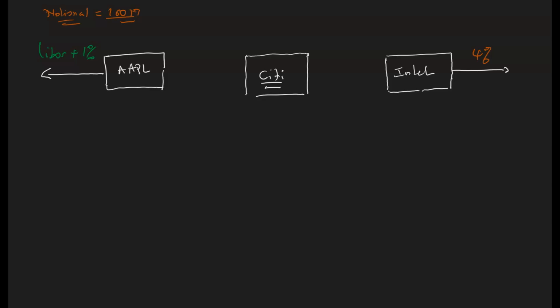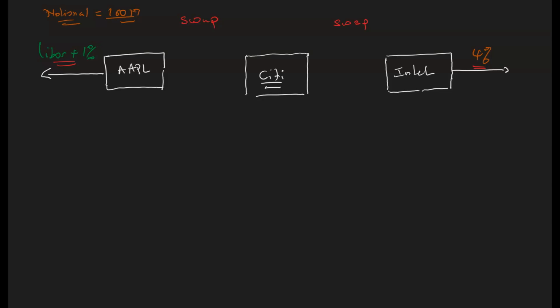And so what we're gonna do is say Apple enters into a swap agreement with Citi. Remember, Apple has a loan that is at a variable rate or a floating rate, and Intel has a loan that is at a fixed rate. So what we're going to do is we're going to say Apple is going to enter into a swap agreement with Citi. So we're going to create a swap here, and we're also going to create another swap here.